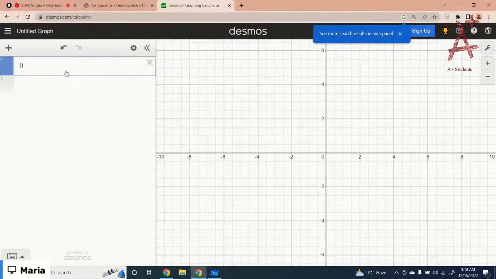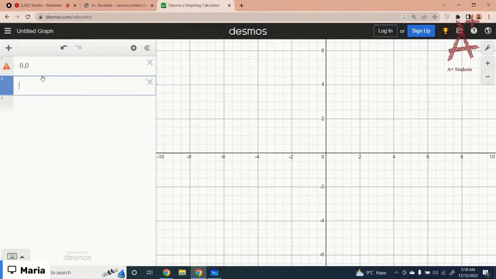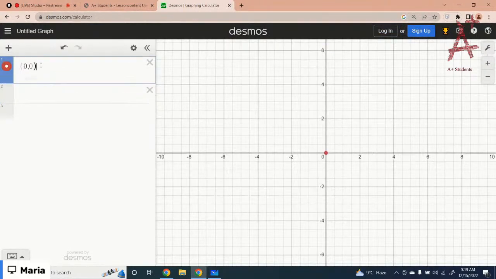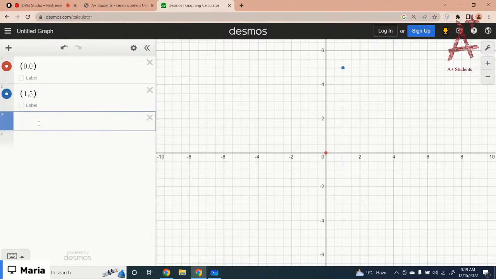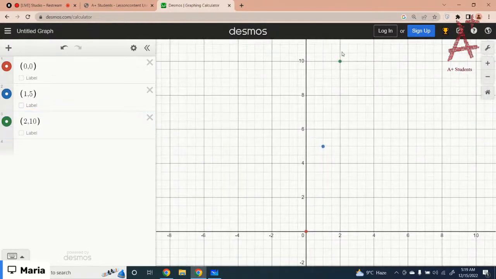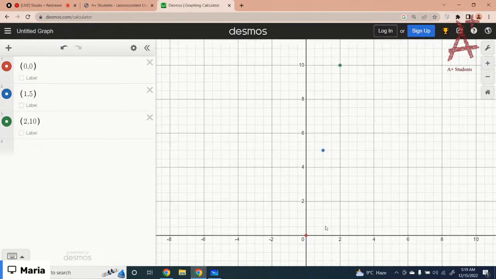Okay, 0 and 0. Or either you can write 0, 0, 1, 5, and 2, 10. If you join these points to draw a line, it would make a straight line. I am not good with the graphs, I don't know how to draw a line, but it would be a straight line.